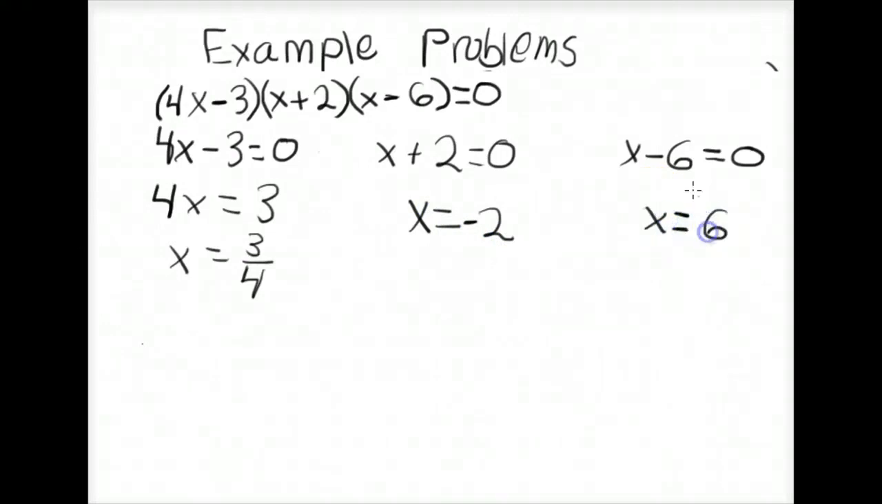Now notice there is no restricted domain given at the beginning of this problem, so when there's no domain given, we assume that the domain is all real numbers. So the solution set to this equation would be negative 2, 3/4, positive 6.